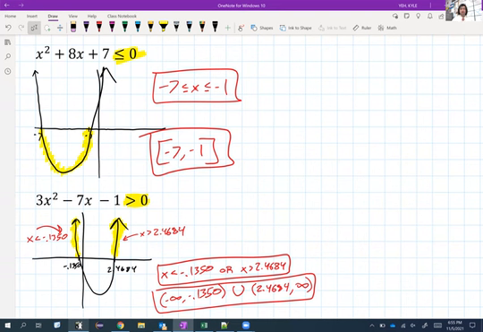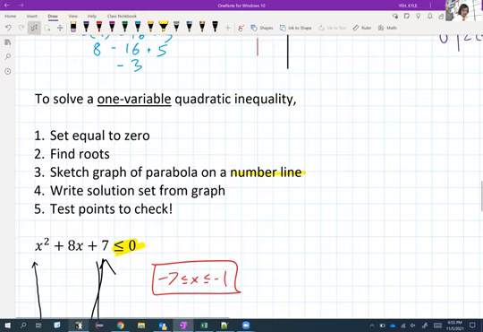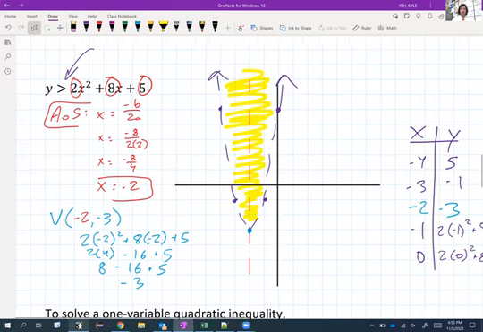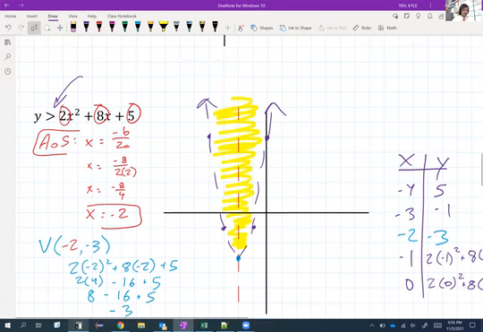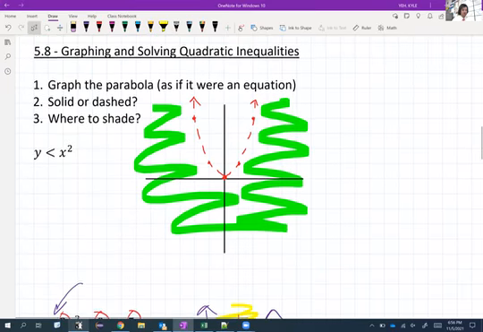So this is all there is to quadratic inequalities, these one variables, as well as if there are 2 variables, a y and an x, solid versus dashed, shade above, shade below, and we already know how to shade a parabola. So hopefully this helps as you are looking at 5.8.